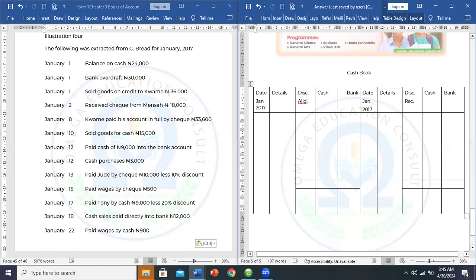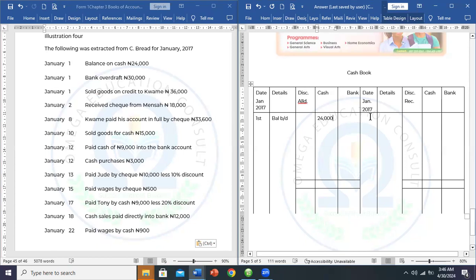So 1st January, you indicate balance brought down. And you put it under the cash column, 24,000. So this is how you record any opening balance when you are preparing a cash book. Your balance brought down, you put the amount at the appropriate column. We would have done same for bank, but unfortunately for bank, it's an overdraft. So an overdraft is a credit balance.